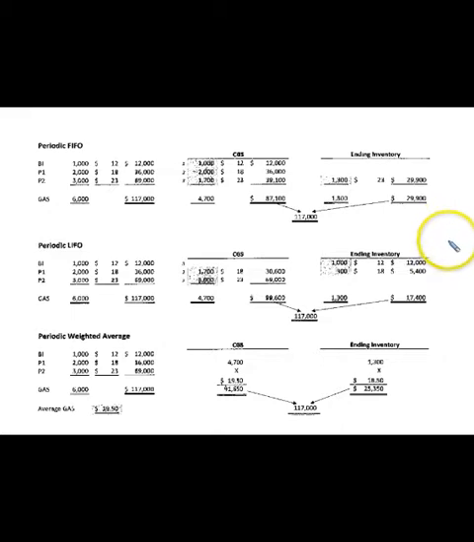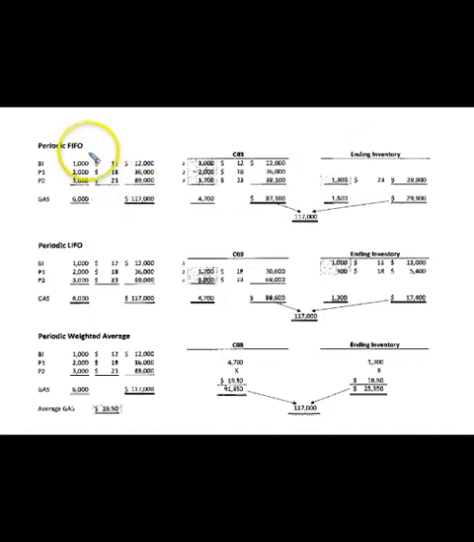I have scheduled that out a little different than the sequence in the actual problem. I've listed out all the periodic FIFO, LIFO, and weighted average. So let's go through it that way. And I am going to demonstrate this a little bit differently than the textbook, because I like students to be able to solve for both cost of goods sold and ending inventory.